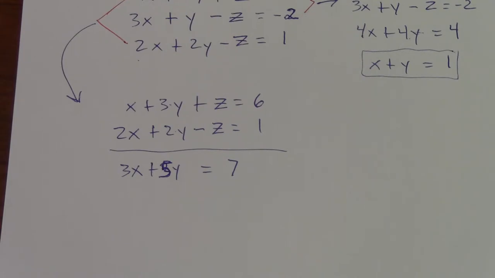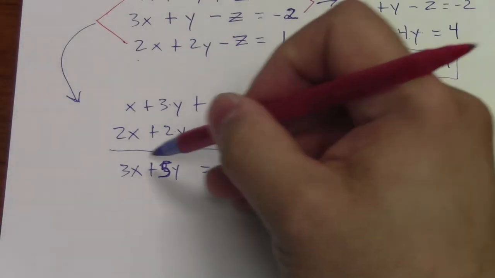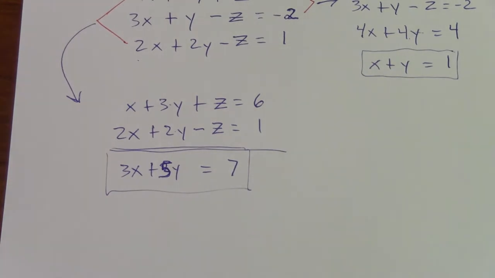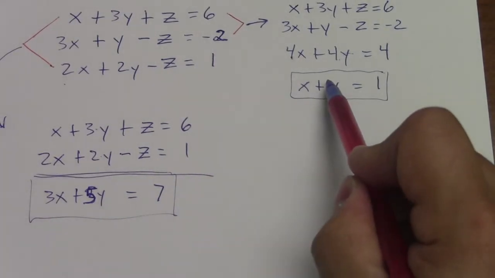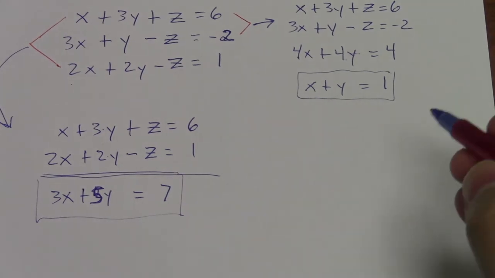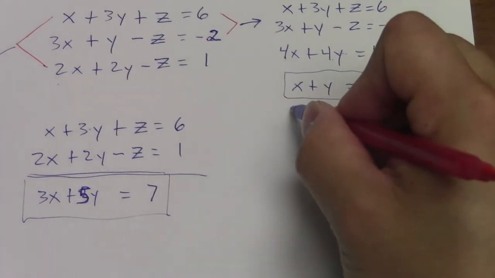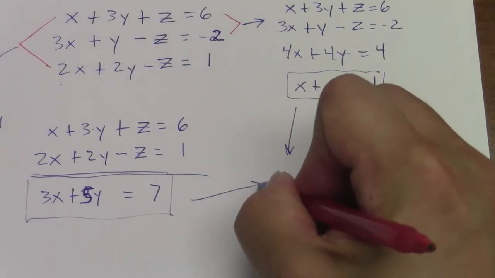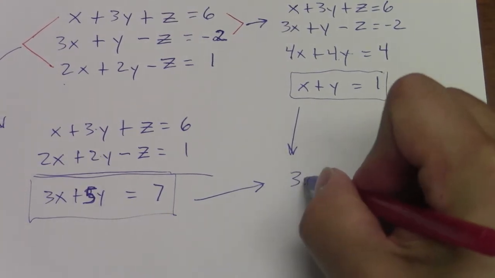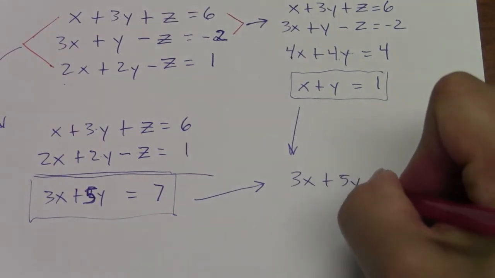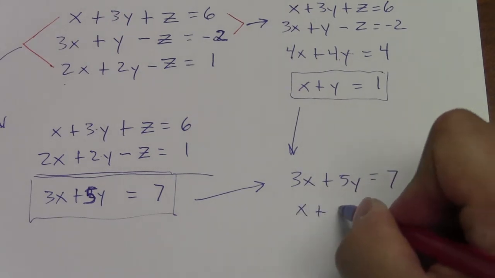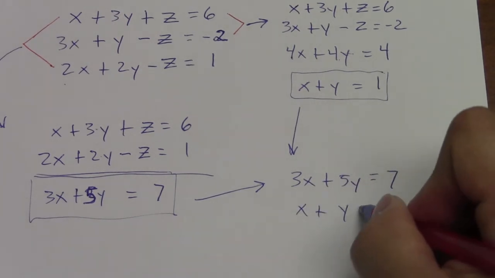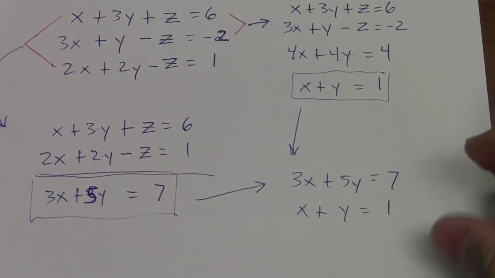All right. Now, let's put a little box around this guy. Now what I can do is use this and this to actually solve for something. So let's go ahead and do that. This and this: I've got 3x plus 5y equals 7, and then I've got x plus y equals 1. All right.